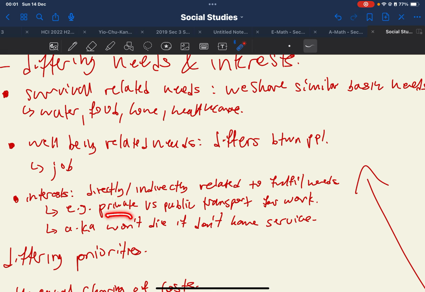For example, private and public transport for work. If you're going to go to work, okay, private or public transport. You can take public transport, you also can take private transport. Taking public transport, you won't die. You get what I mean? Okay, so you won't die if you don't have the access to the service.